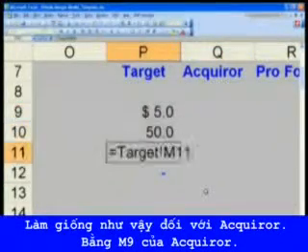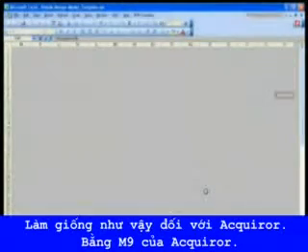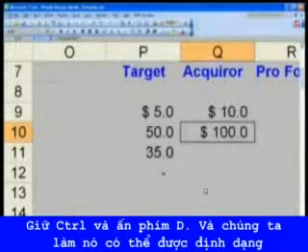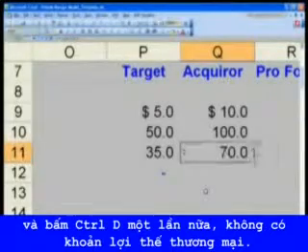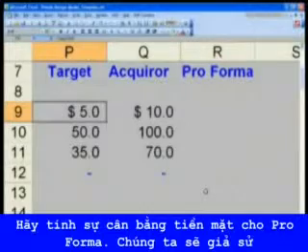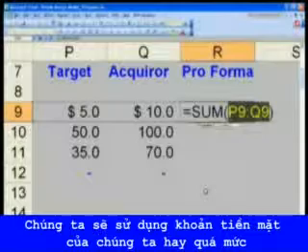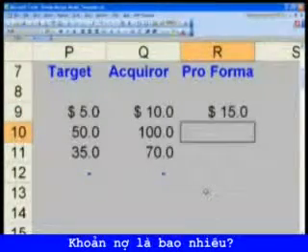Do the same thing for the acquirer. Equals acquirer M9, Control D, and let's make that properly formatted, and then Control D again, no goodwill. Let's calculate our pro forma cash balance. We're going to just assume for our pro forma cash to take the sum. We're not going to use any of our cash or excess cash to fund the deal. This is a simple merger model.